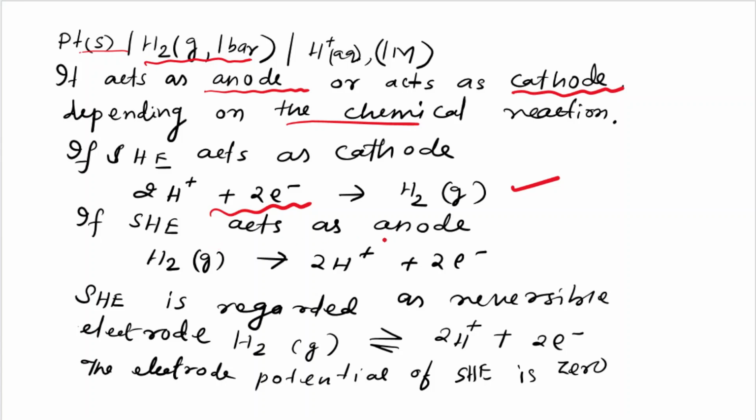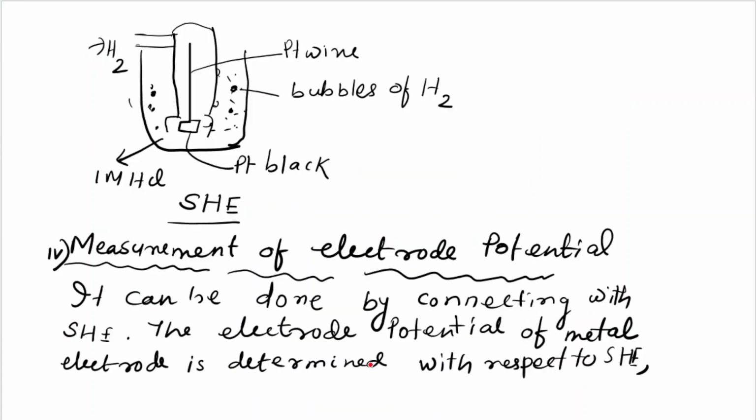If it acts as anode, then what happens? It releases electrons, then it gives 2H+ plus 2 electrons. Here 2 electrons are added, and here 2 electrons are subtracted, that means released. So S.H.E. acts as a reversible electrode, that means H2 gas gives 2H+ plus 2e-, where the electrode potential you can see is 0.